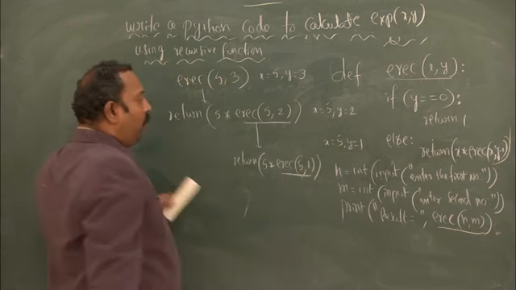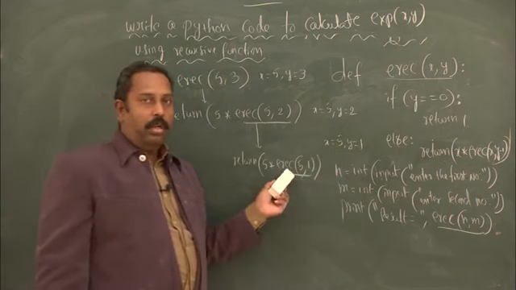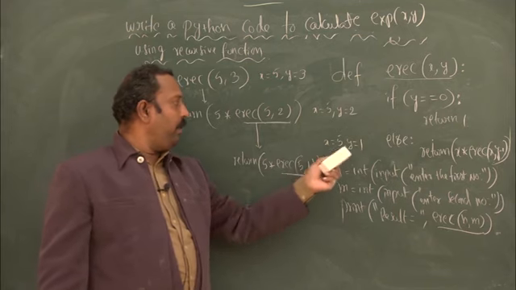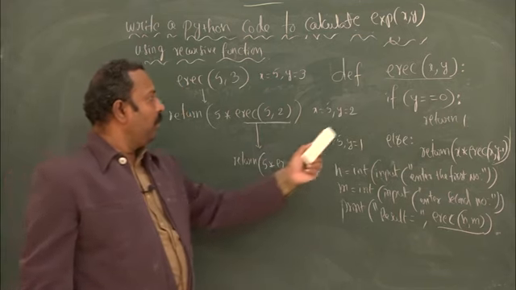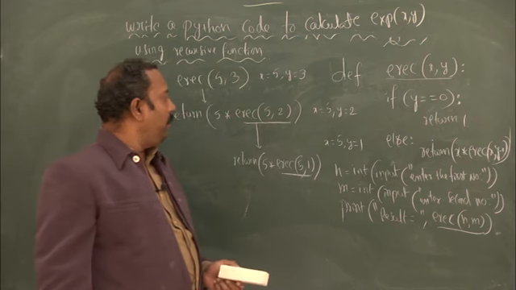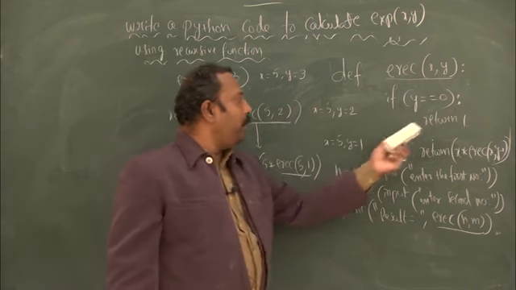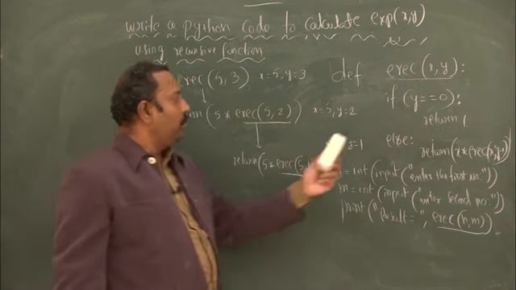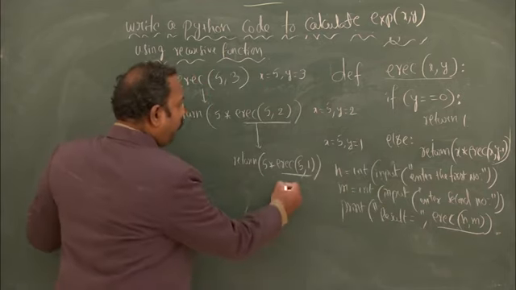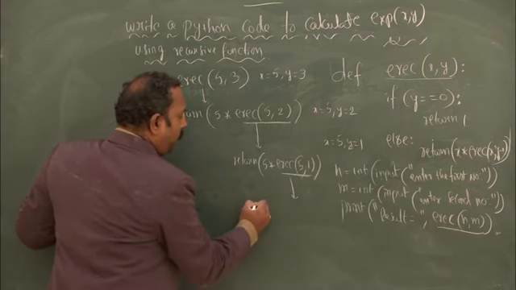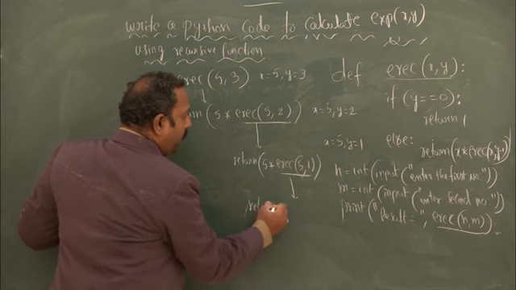Y gets value 1. Whenever this function is called with 5 comma 1, x gets 5, y gets 1. So y is not equal to 0. If y equal to 0 then return 1, but y is not equal to 0, so again it comes to the else case. Again there is a function return in the else case.